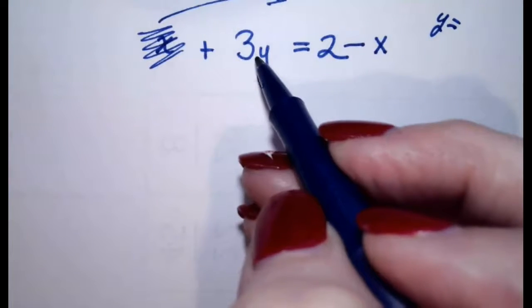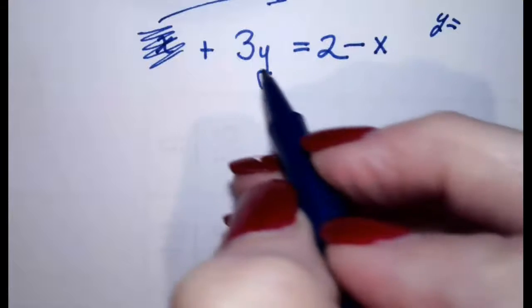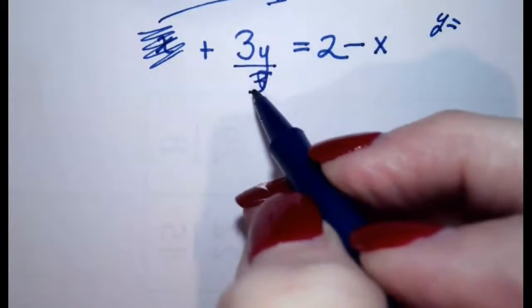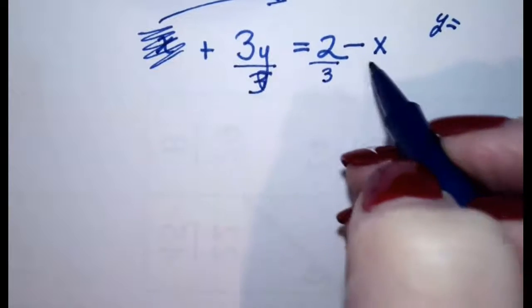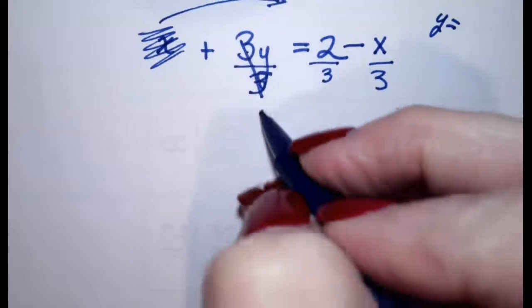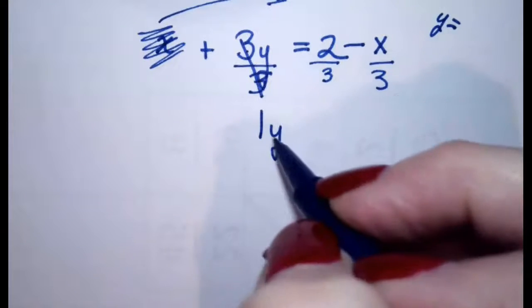Now I have 3 y's. I need just 1 y, so I'm going to divide by 3. But if I do that on one side, I must do it to every little piece. I do it because 3 divided by 3 is 1 y. That's why I do it.